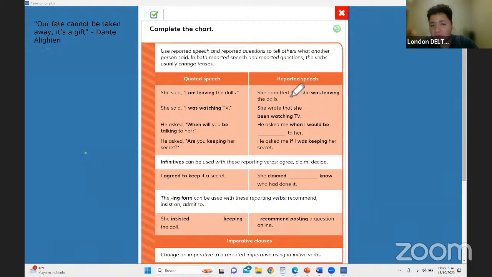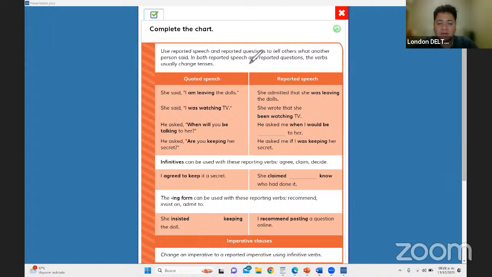So in this case, we use the reported speech. In the reported speech, you don't write the quotation marks. It's a continuous sentence. No se escriben las comillas ni nada. So you just simply repeat what other person said. So that's the difference with the quoted speech.